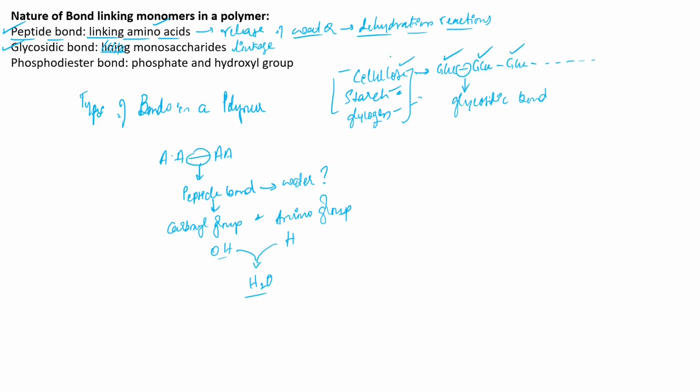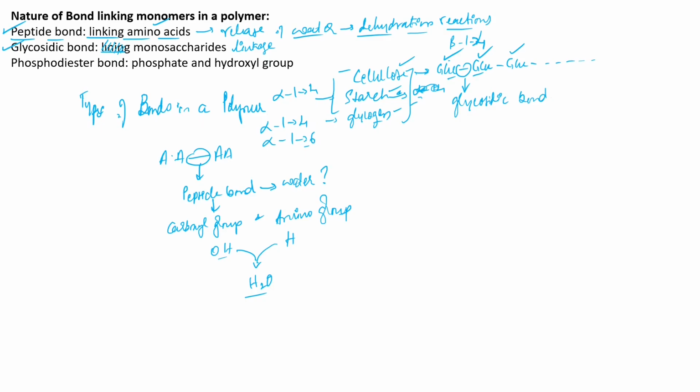In the case of cellulose, the bond that is formed between one glucose and another glucose is a beta 1,4 glycosidic bond. What do we mean by beta 1,4 glycosidic bond? It means that the first carbon of the glucose is linked with the fourth carbon of the adjacent glucose. Hence it is called beta 1,4. In the case of starch, the bond is alpha 1,4. And in the case of glycogen, it is alpha 1,4 and alpha 1,6.